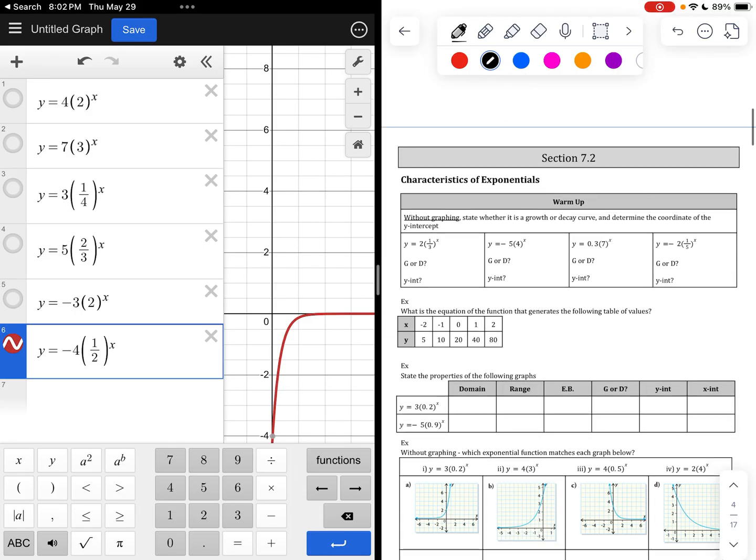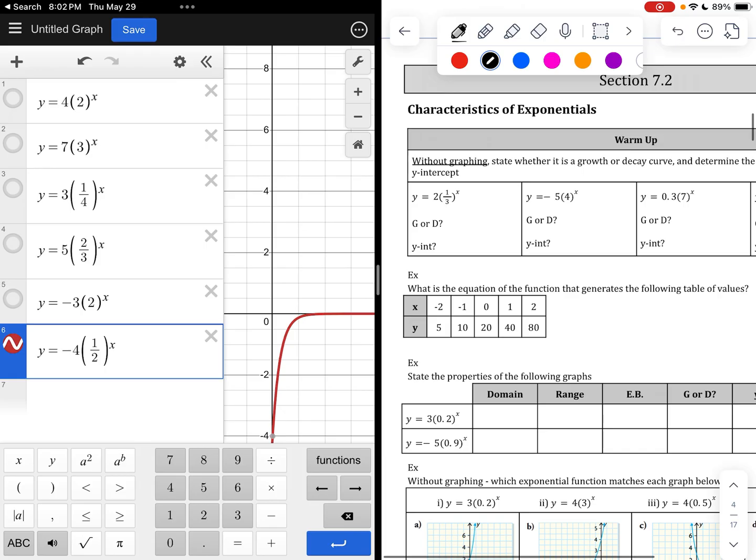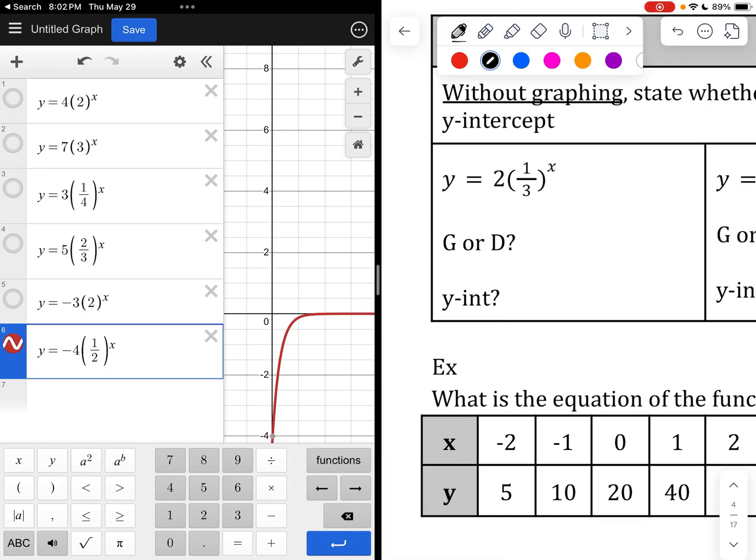So we're going to do just a couple practice ones to make sure we understand. So this one is asking me if it's growth or decay. So I always look at the b value. So this is between 0 and 1, so decay. And because there's no negative in front, I can confidently say it is decay. And then the y value is always the first value we see. So it'd be 0, 2 would be the y-intercept.